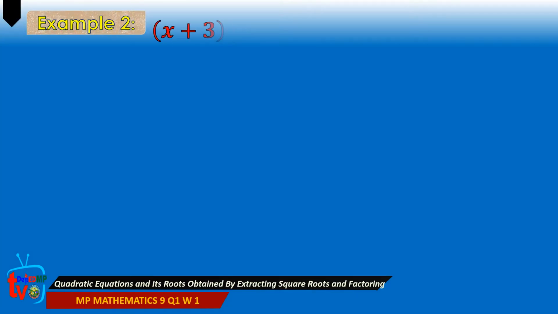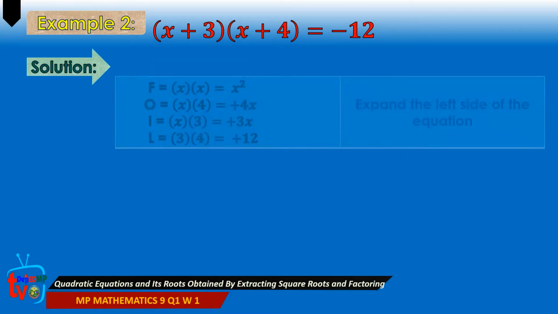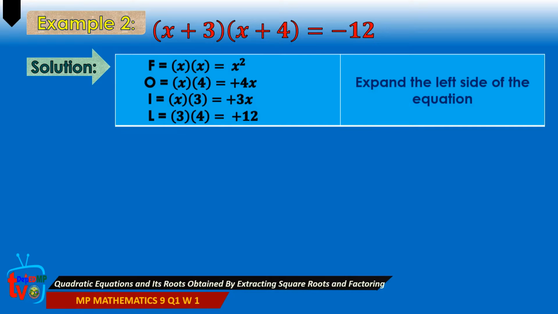For example 2, we have the quantity x plus 3, times the quantity x plus 4, is equal to negative 12. For the solution, we are going to expand the left side of the equation by applying the FOIL method. So this FOIL method, you have learned this in your grade 8 mathematics. So remember that F stands for the first terms. So we are going to multiply the first terms, x and x, and it will give us x squared.